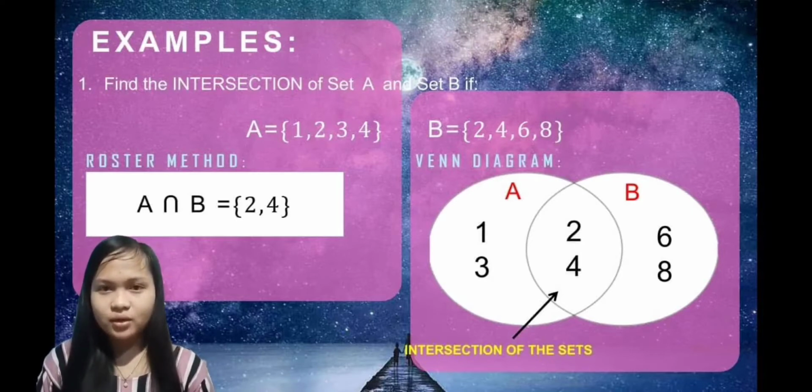At kung nakikita natin ang Venn diagram, ang dalawang sets, A and B, represented by 2 overlapping circles. Yung set A contains 1 and 3, and set B contains 6 and 8. But 2 and 4 is common to A and B. So, the 2 and 4 is the intersection of set A and B.